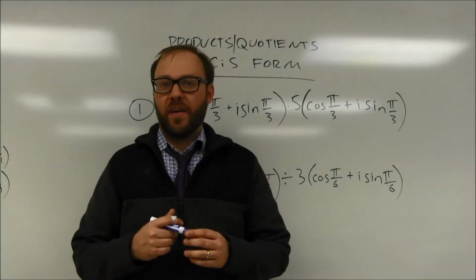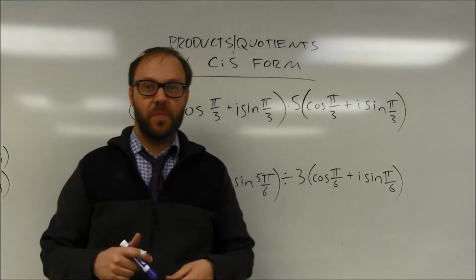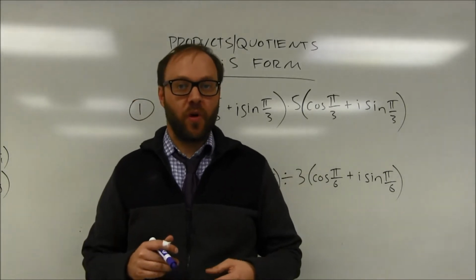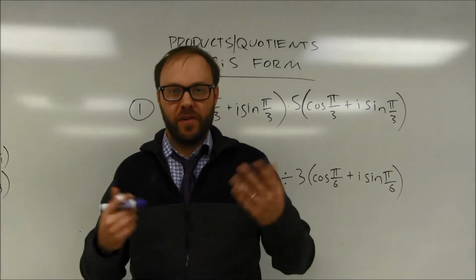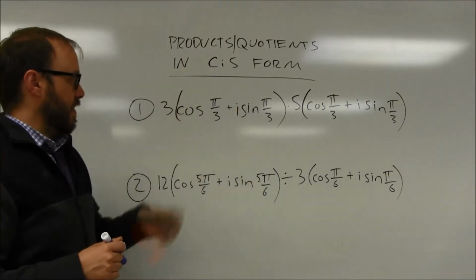We talked about finding products and quotients in cosine i sine form in class the other day, but I did just want to put up another example in case people need to see it. Very straightforward, works mostly because of trig identities that we've worked with earlier in the year. Certainly you can go back in the book and look at some of those examples. But what it comes down to is this.